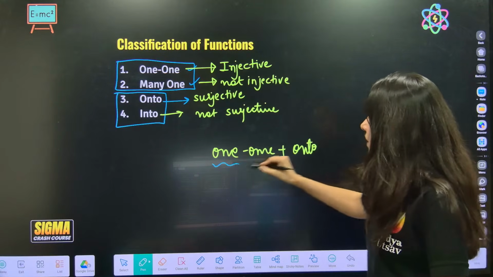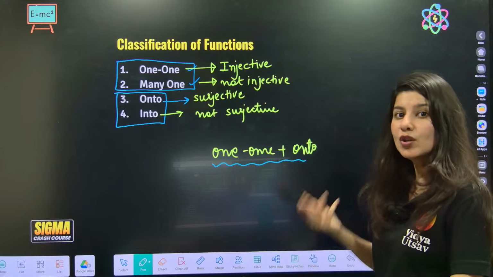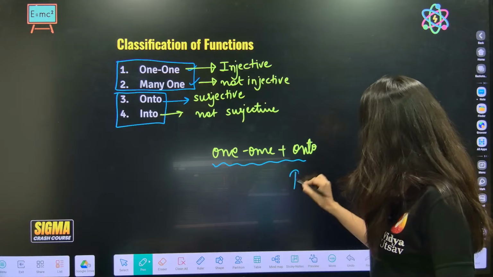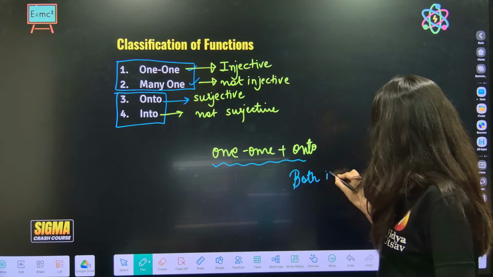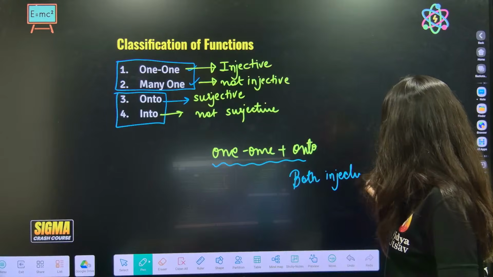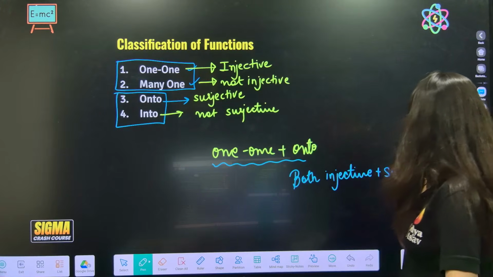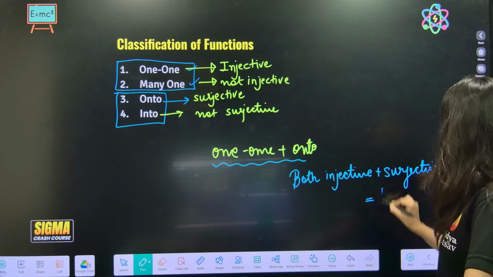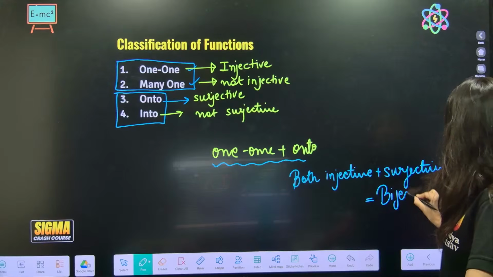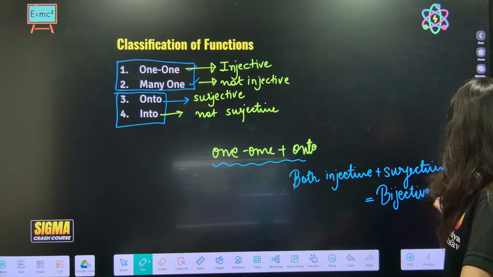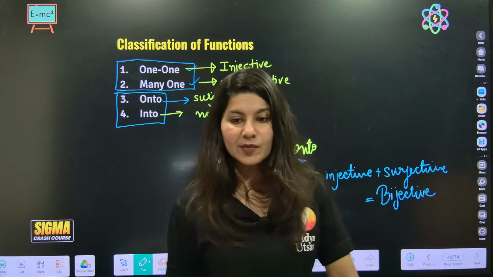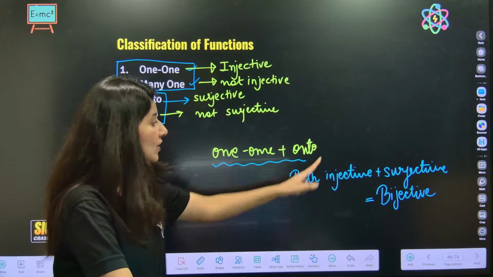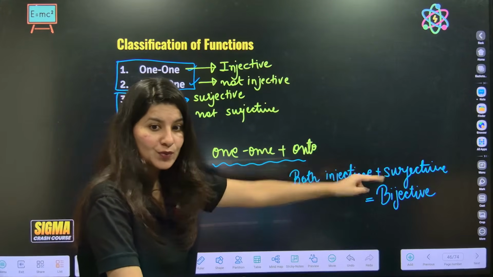In a JEE Main question, they will not give you onto, they will give you surjective, so you should be aware of the meaning also. So this is both injective plus surjective, and injective plus surjective is a very good recipe, my dear students. Bijective. What is bijective? A function which is injective and surjective, that means a function which is one-one as well as onto.